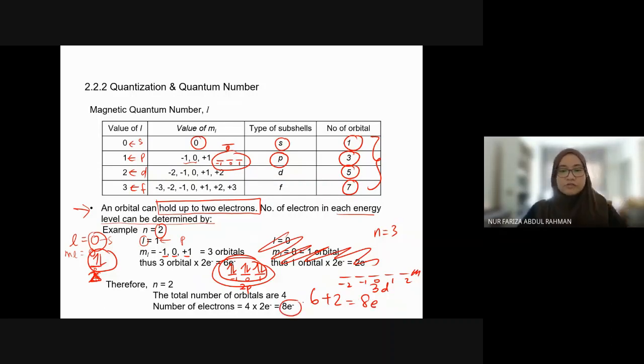Or you can also determine the number of orbitals and then just multiply it with 2. Okay, so we have 4 orbitals, right? We have 3 orbitals for P and then 1 orbital for S. So 3 plus 1 will be 4. There are 4 orbitals, so we times with 2 because for 1 orbital there should be 2 electrons present. So that's why 4 times 2 is equal to 8 electrons.